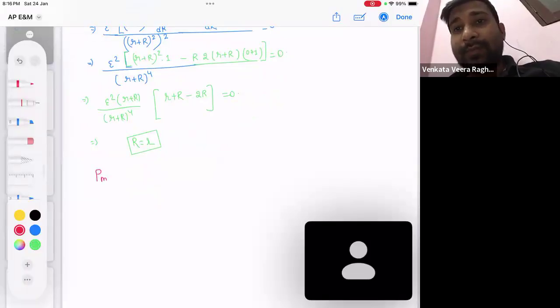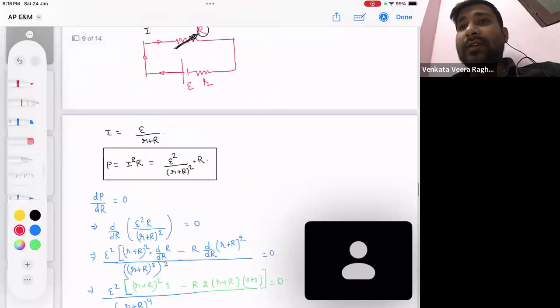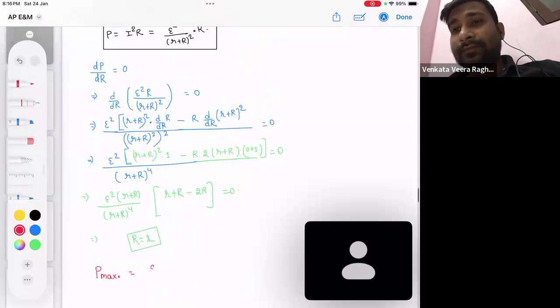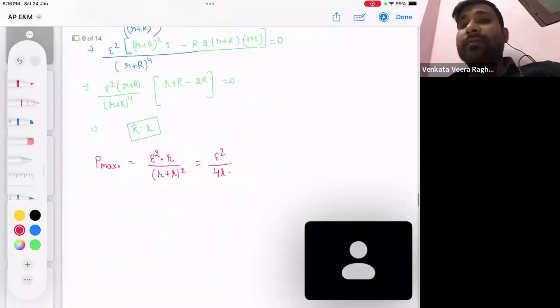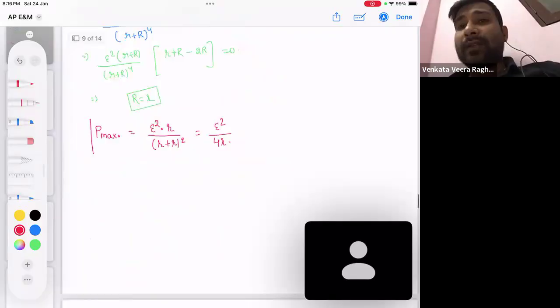And if I ask you what is the maximum power, what is the power expression we have? E squared capital R. What should be capital R? It should be equal to internal resistance. Small r plus capital R is also 4 small r. So we are getting E square by 4r. This is the maximum power consumed in the external resistance.